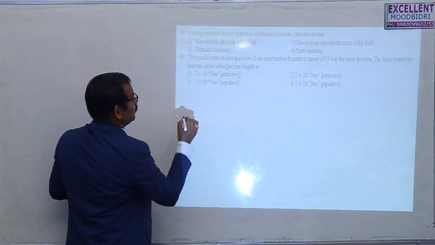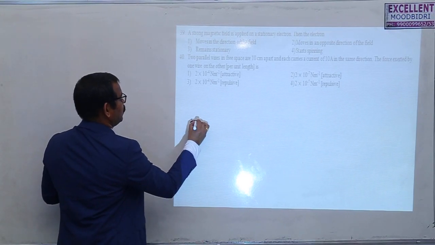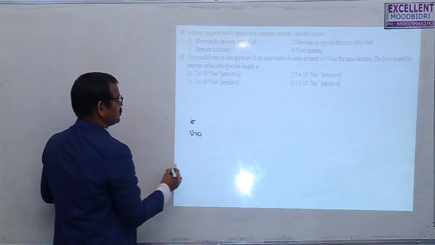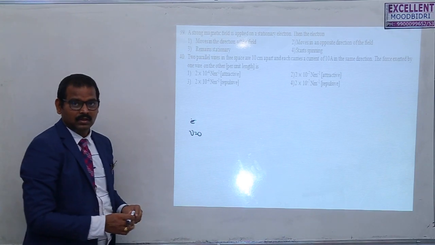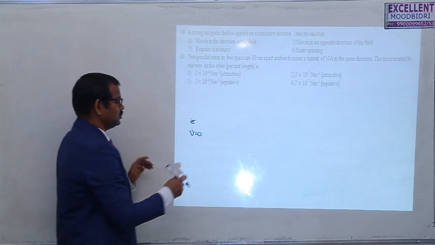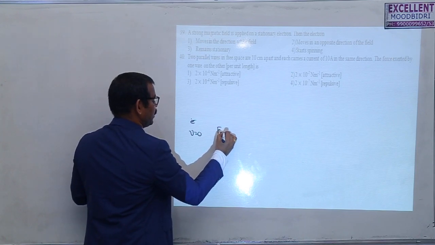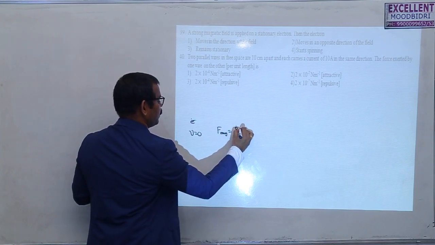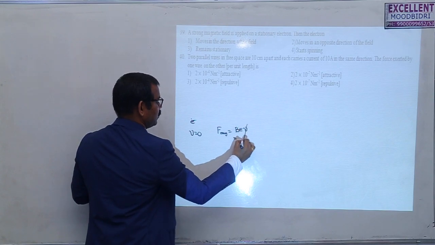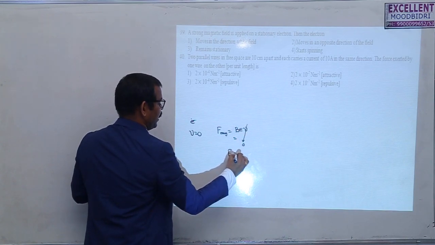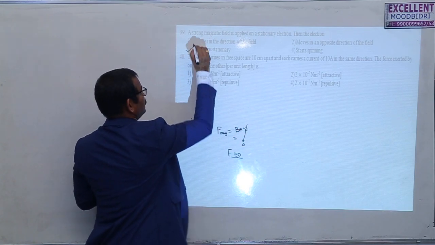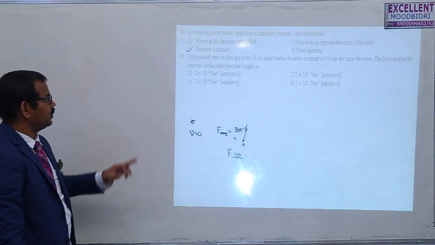A strong magnetic field applied on a stationary electron. When the electron is at rest, we know that any charged particle which is at rest will not experience any magnetic force. Why? Because magnetic force is given by BeV. Here velocity is 0, so the magnetic force is 0. It remains at rest only.